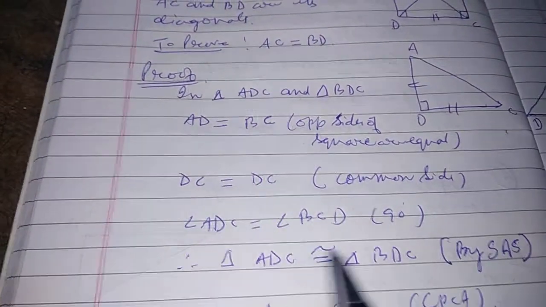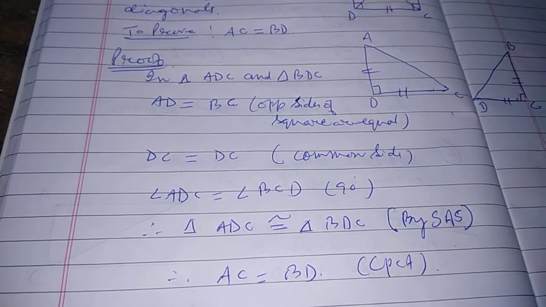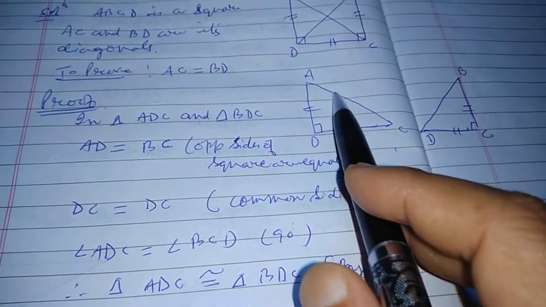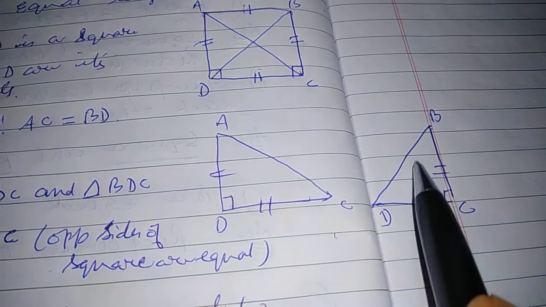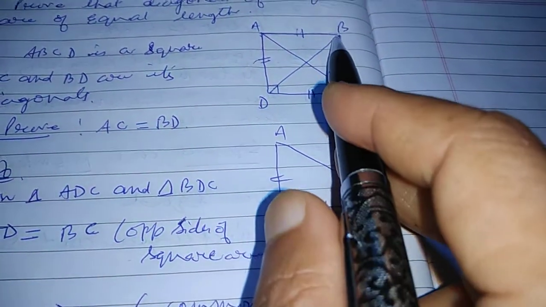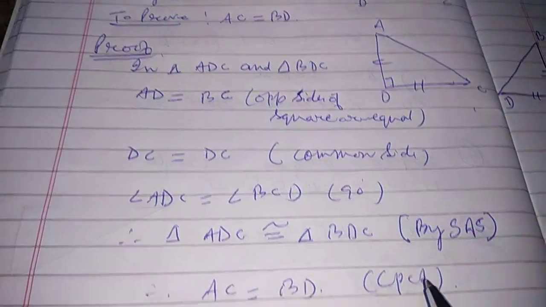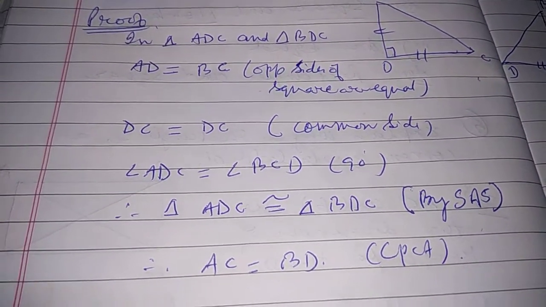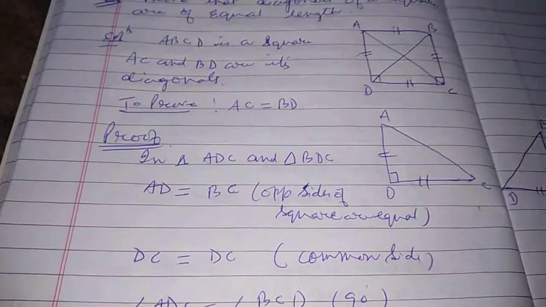Now once the two triangles are congruent, we can say that all their corresponding parts are equal. So what is left here now about the sides? This AC and BD are left. So this AC and BD are of equal length. Here AC is a diagonal, here BD is another diagonal. So in a square, the diagonals are equal. So lastly you can write here AC and BD are equal.